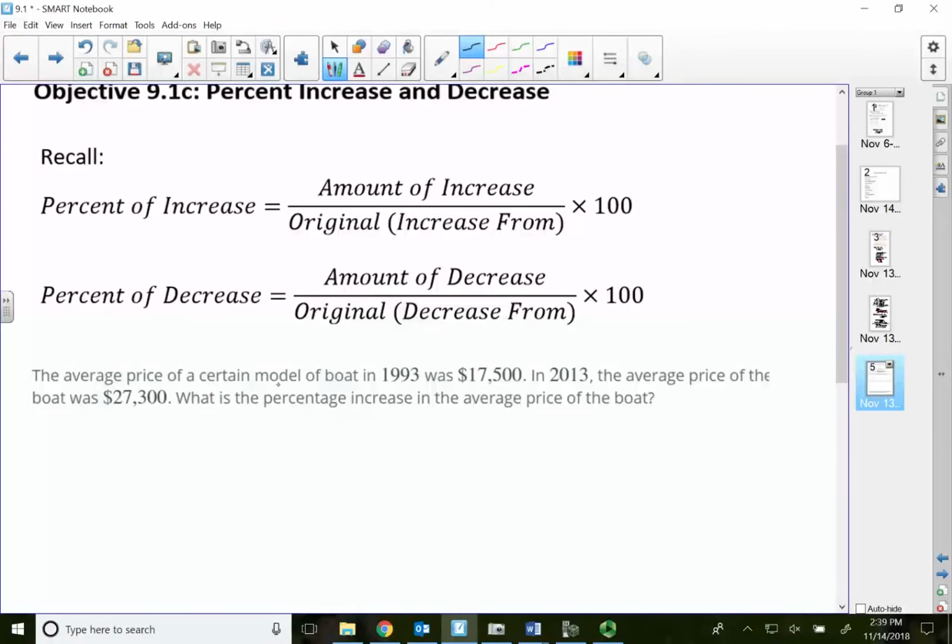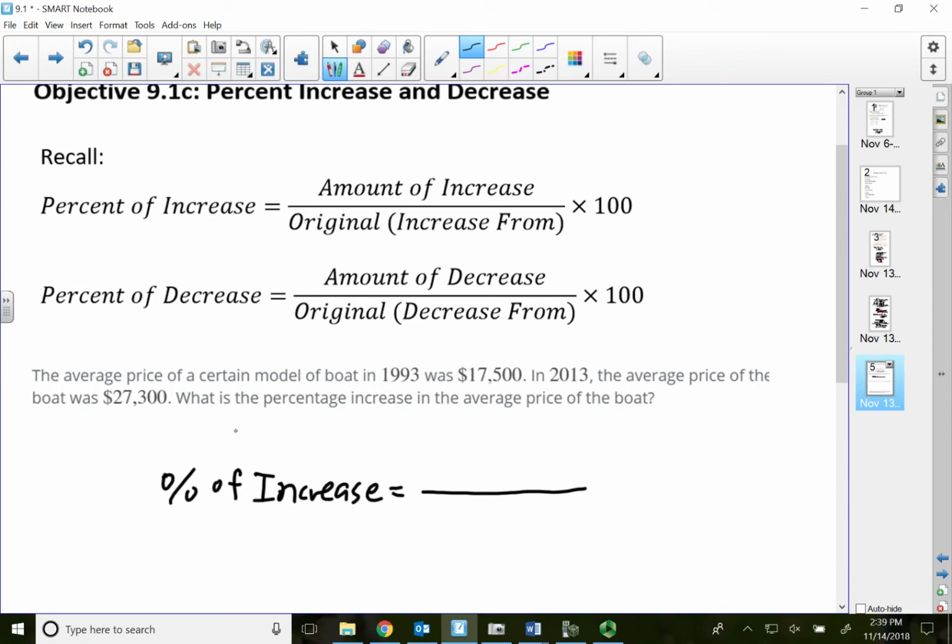The average price of a certain model of boat in 1993 was $17,500. Now, in 2013, the average price of the boat became $27,300. So what is the percent increase? In order to find the percent increase, I need to find the amount of increase. So to find the percent increase, I need to first find out what my amount of increase is. So what's my increase?